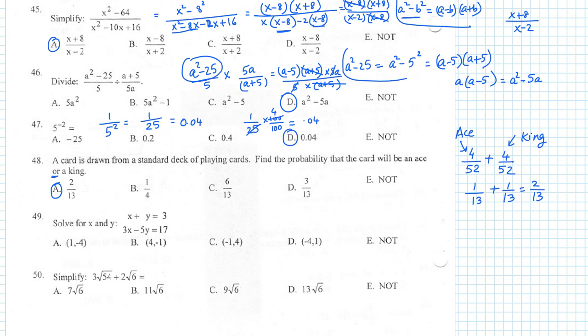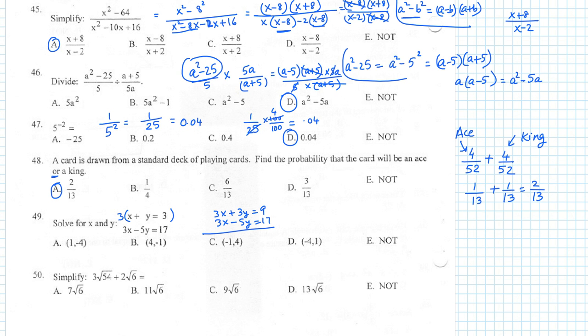Question 49, solve for x and y. So these are known as simultaneous equations, and one way to solve these is to eliminate one of the variables, either x or y. So what we can do is we can multiply the first expression, let's say by 3, and that way we can eliminate x. So what we get is 3x plus 3y equal to 9, and then the second equation is 3x minus 5y equal to 17.